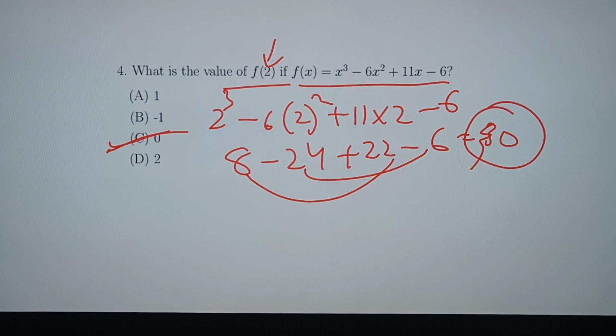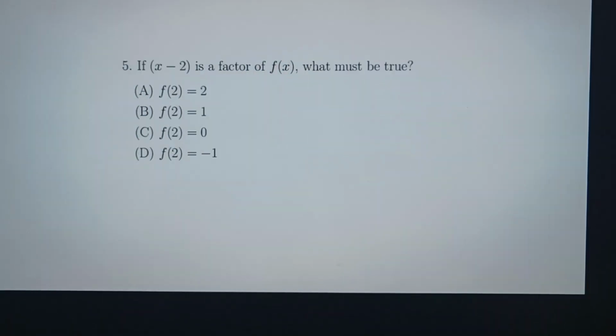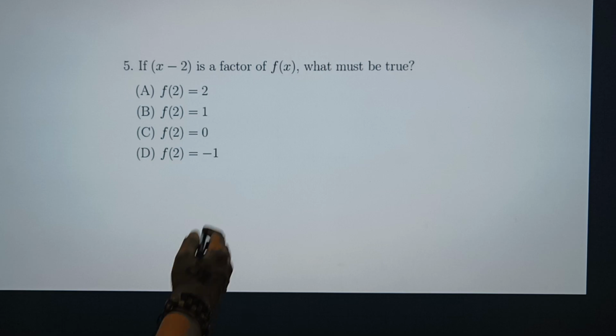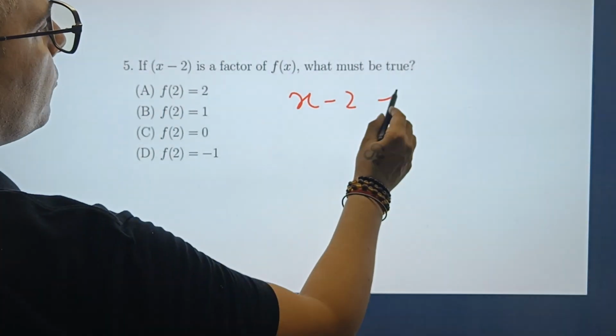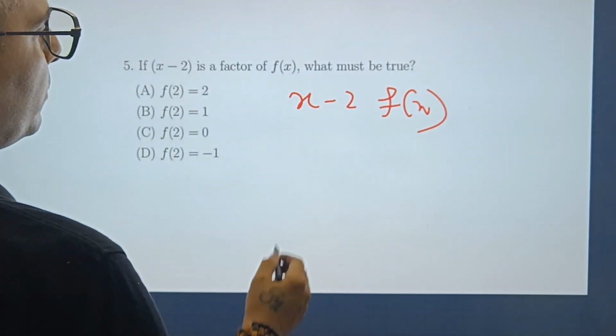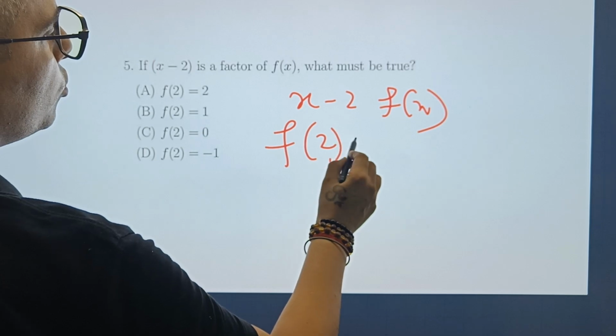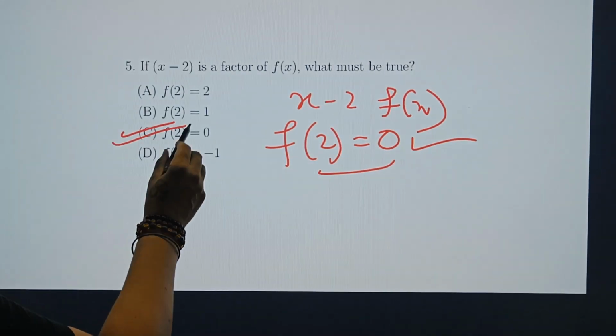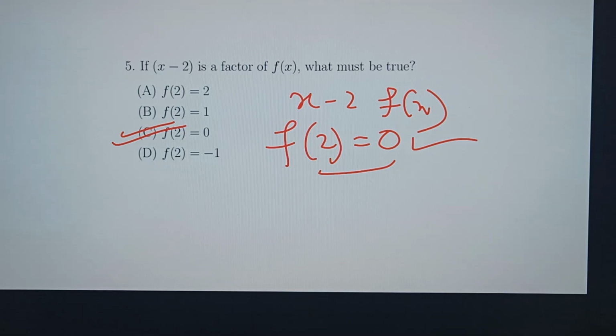Now let's move towards question number 5. Here comes our last question of this particular case study, which states: if x minus 2 is a factor of f of x, then what must be true? We know that if x minus 2 is a factor of f of x, that means f of 2 should be 0. Very simple. So f of 2 equals 0, that is option number C, which is the correct answer here. I hope these concepts are clear now.